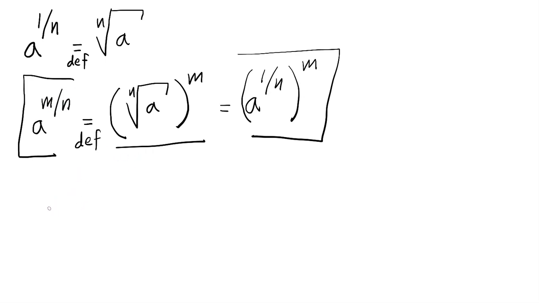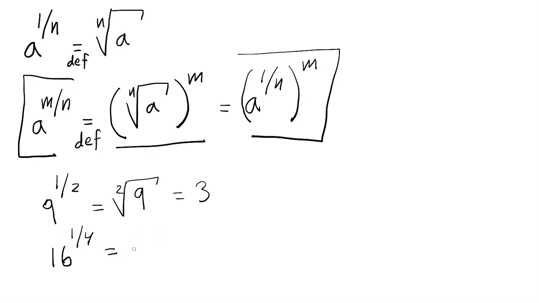So let's see some examples. For example, if you have 9 raised to the power of a half, then per definition this means the square root of 9. That's per definition. And the square root of 9, we know that it is 3. Or for example, if you have 16 raised to the power of 1/4, then this should be equal to the 4th root of 16, and that's 2.